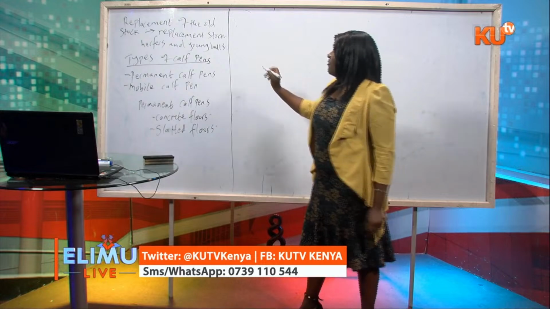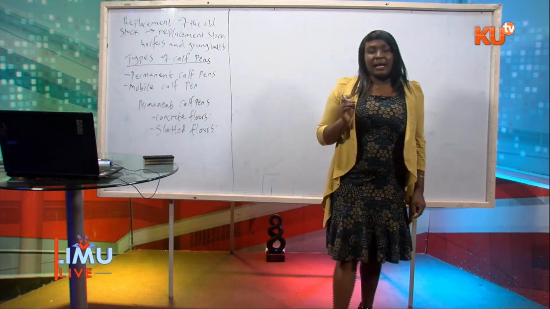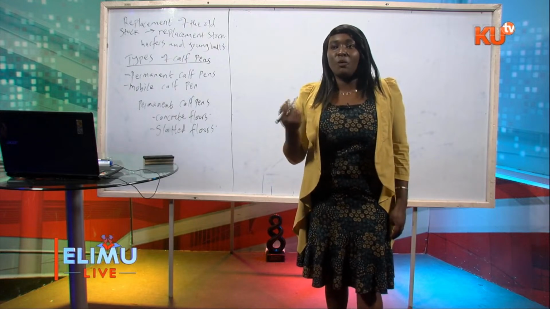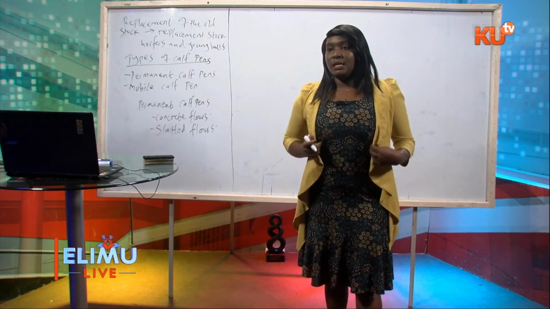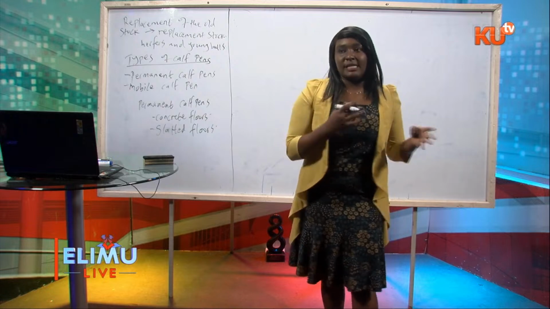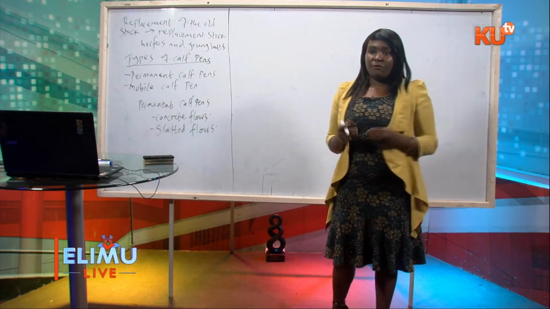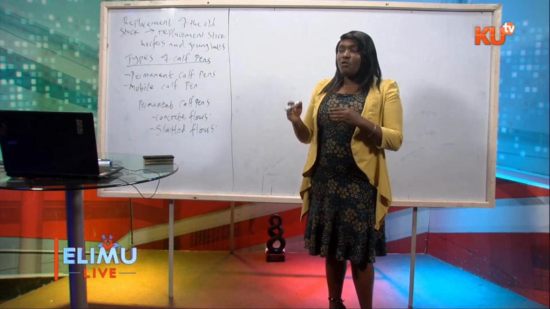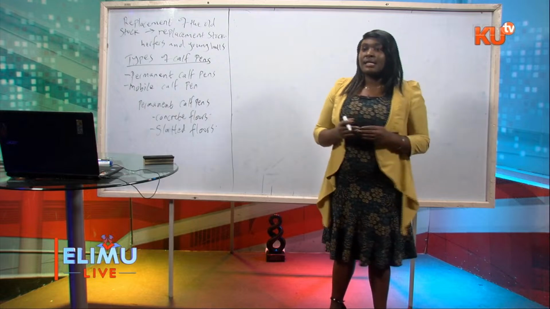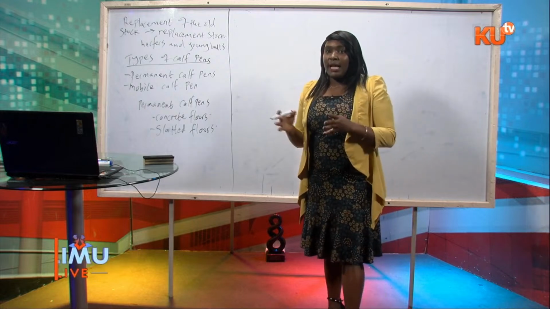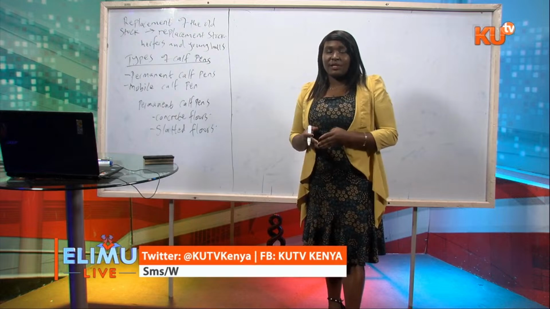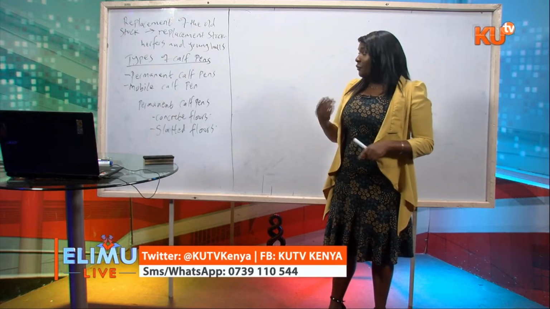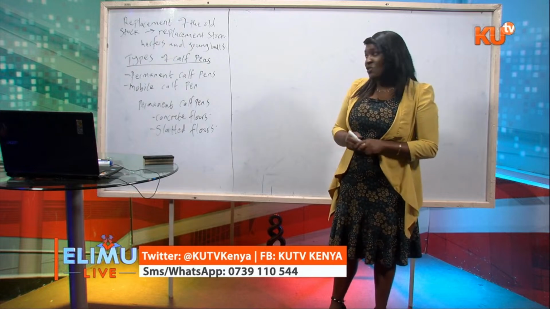Now the mobile calf pen, mobile, coming from the word mobility, or rather bringing the aspect of mobility. What is mobility? Mobility is that idea of movement. It means that you can move the calf pen from one place to the other. You can move it from one area to the next. Maybe you can move it today from a certain region to another area, so that the calf can be able to feed on fresh pastures.